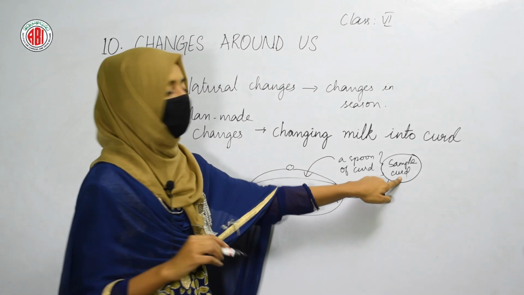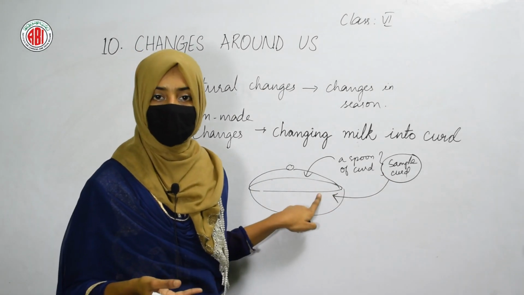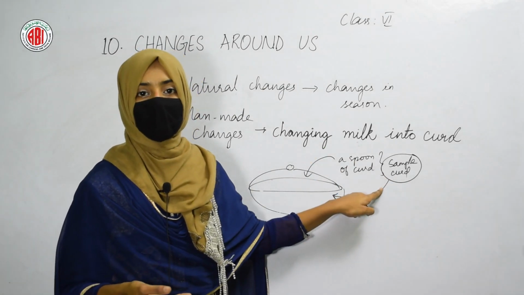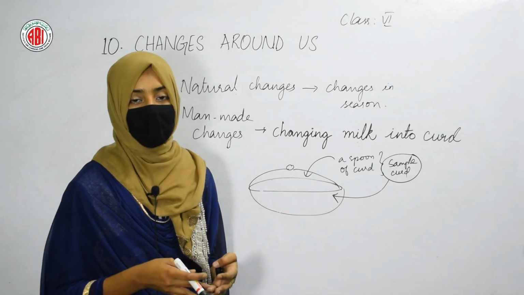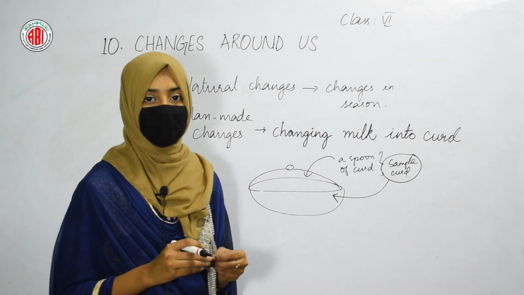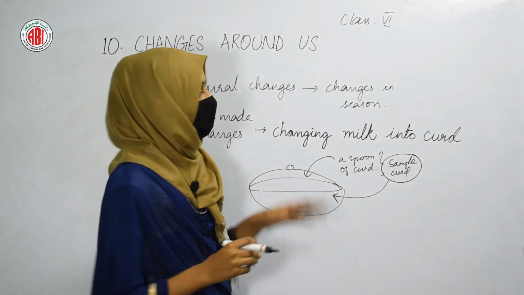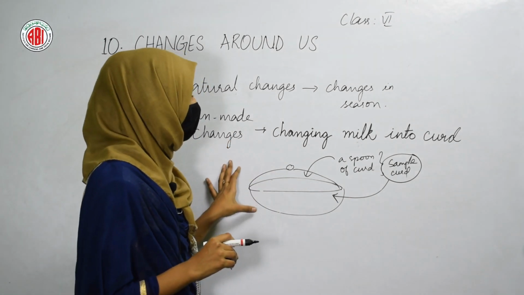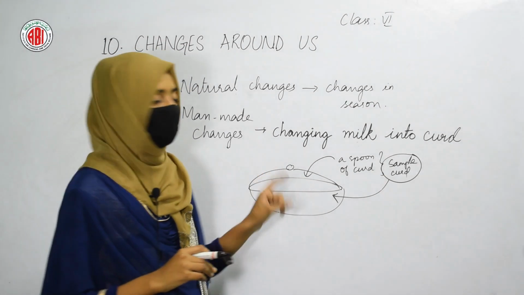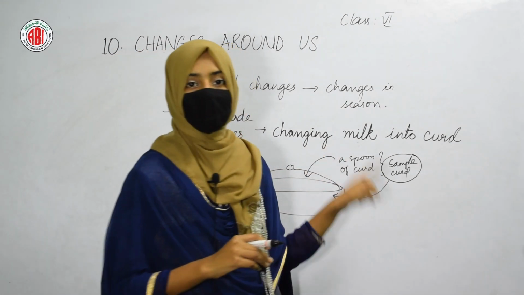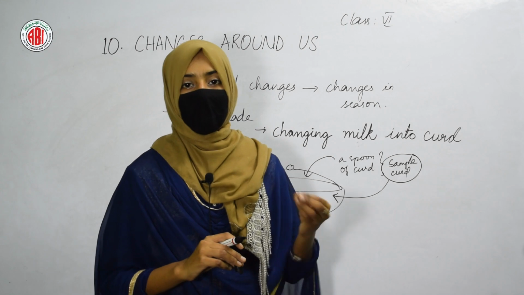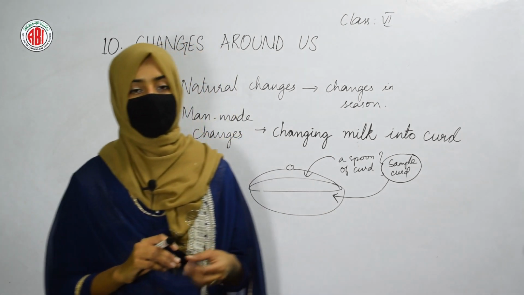After adding sample curd into the milk, this sample curd grows some bacteria, and because of the growth of the bacteria, the milk is easily converted into curd. In this way, conversion of milk into curd takes place with the help of a sample curd, which enables the bacteria to grow and which enables the conversion of milk into curd.